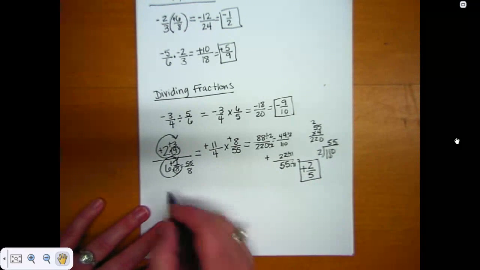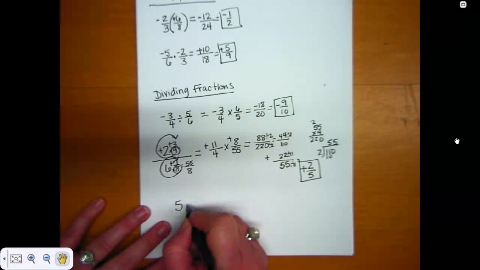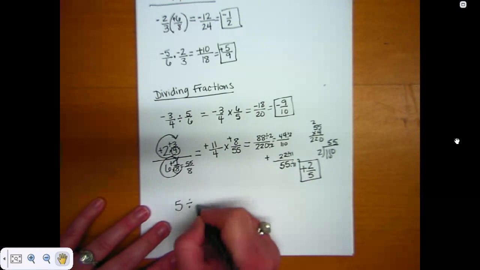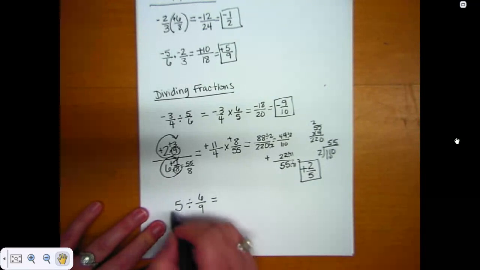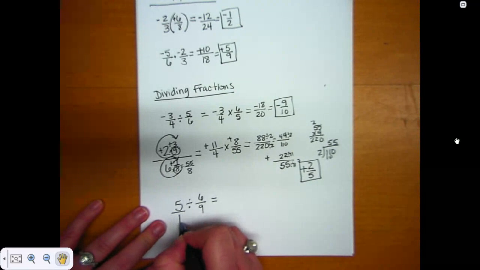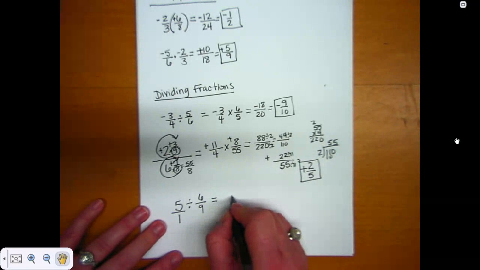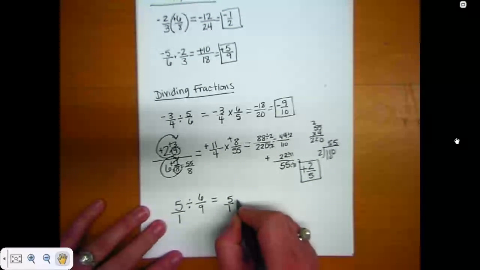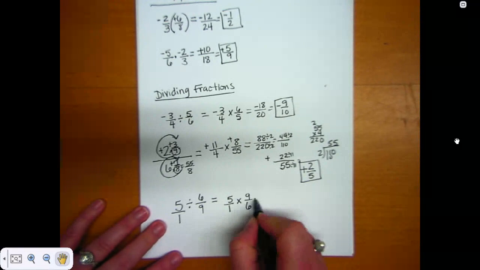Now, what if it says this? 5 divided by 6/9. Well, we know that we can make any whole number a fraction by putting it over 1. So now we have two fractions and we want to divide. We bring that 5 over 1 straight over. We change it to multiply and we flip that 6/9 to 9/6.